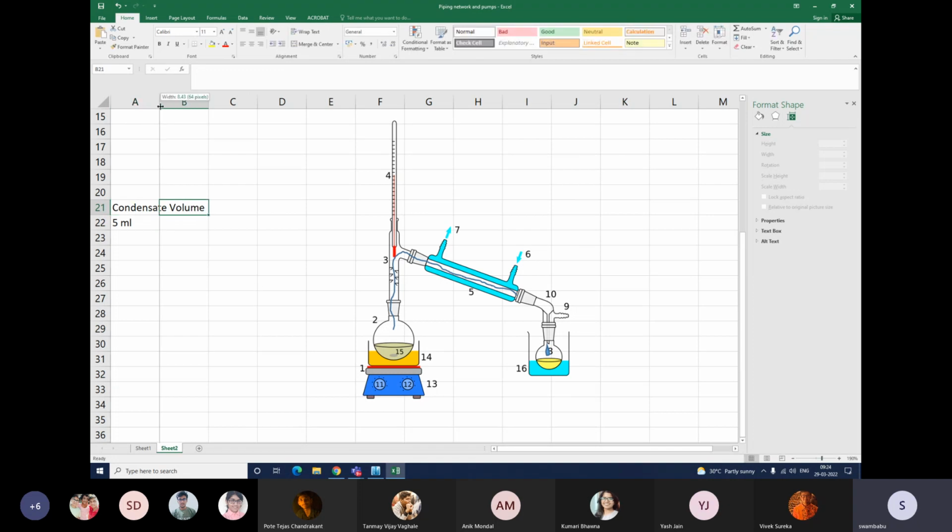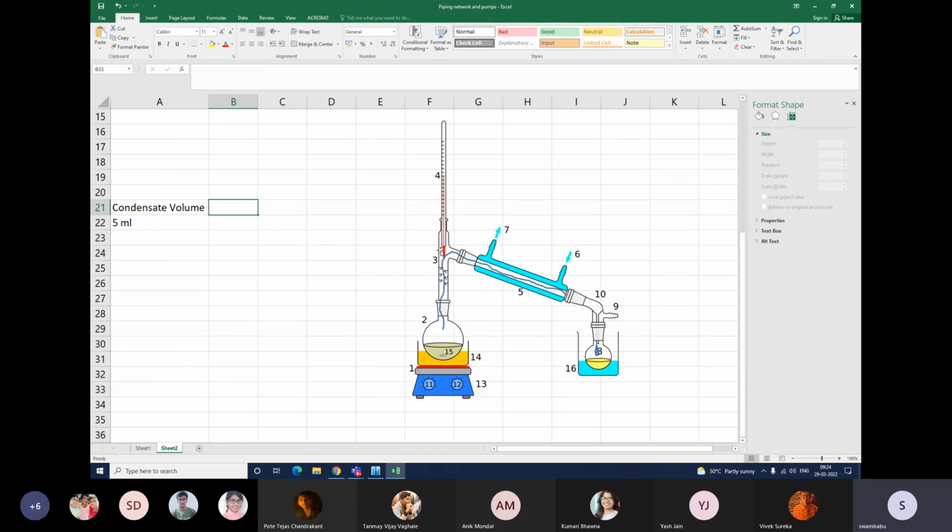How much temperature is required? When it reaches 5 ml of condensate, what is the temperature indicated here? Let's say the temperature is something like 300 Kelvin. Now to reach 10 ml, what temperature? Let's say 350. So this is called the true boiling point curve.